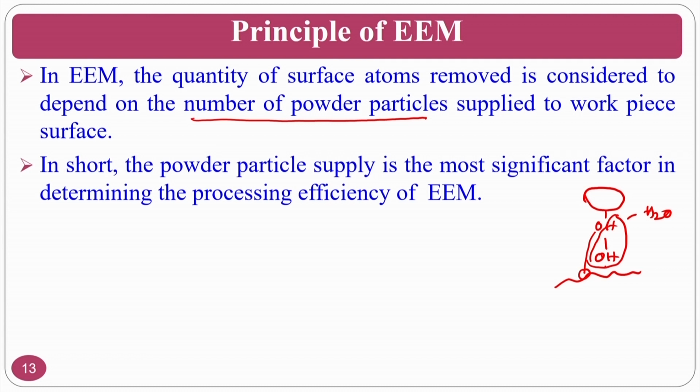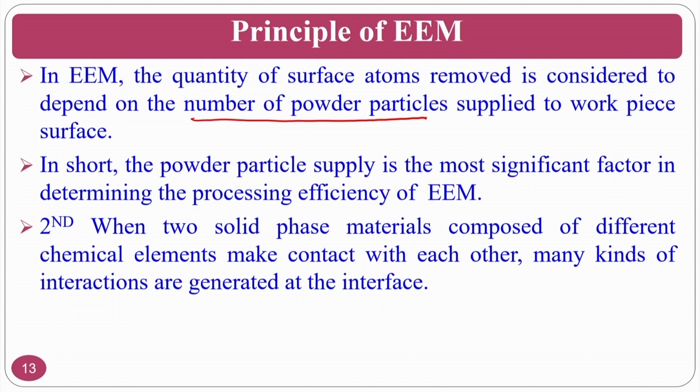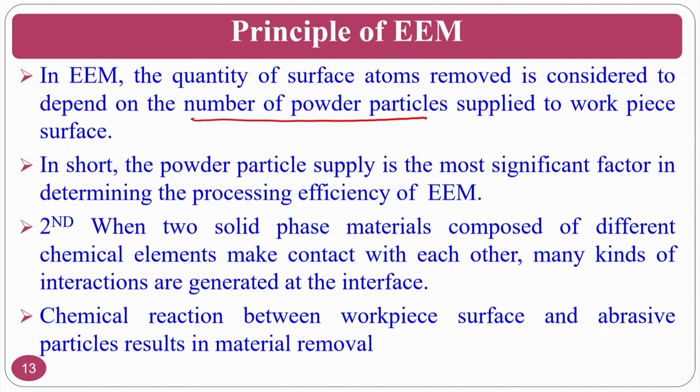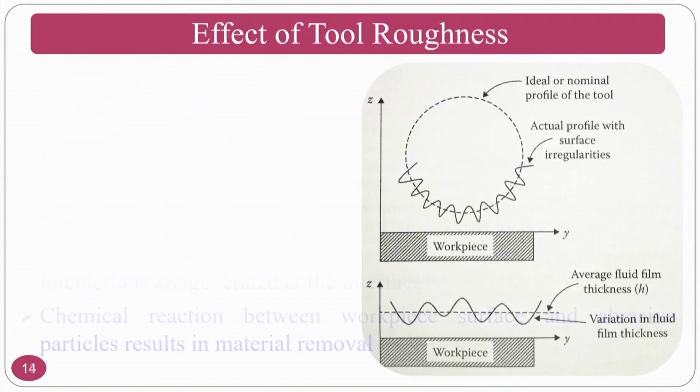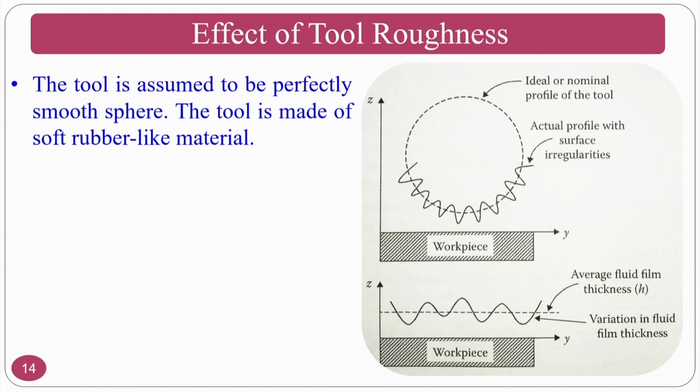So, if you are sending the maximum number of abrasives, then what will happen? The maximum number of OH bonding will be taking place. Second, when two solid phase materials composed of different chemical elements make contact with each other, the interaction generated at the interface will be very good. At the same time, chemical reaction between the workpiece surface and the abrasive particle results in material removal. That is what I was saying, that OH bonding will take place.